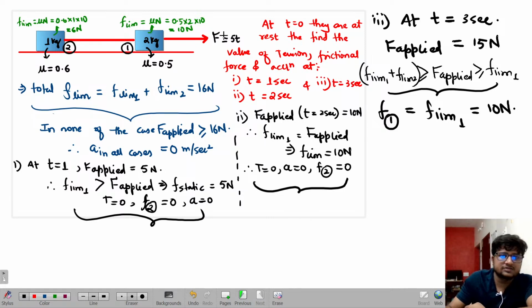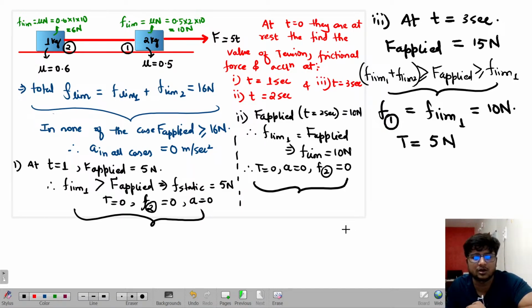Now this is 15, and this has been balanced by 10. How much is left out? 5 Newton is left out. So that will be balanced by my tension, which is how much? 5 Newton. Then only the net acceleration of this 2 kg will become 0, or not. Did everyone get this idea or not? Say something, yes or no? Got it?